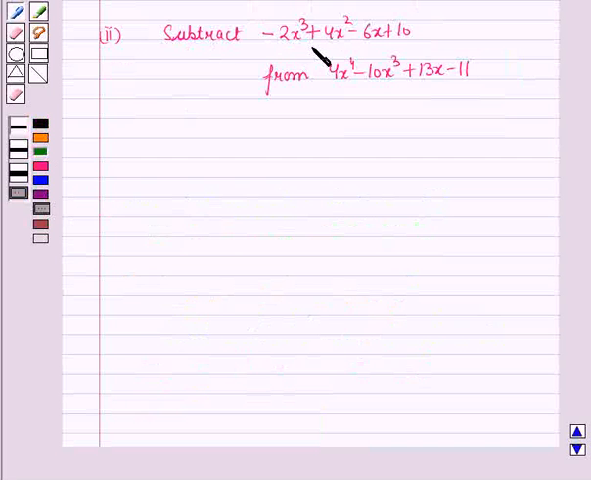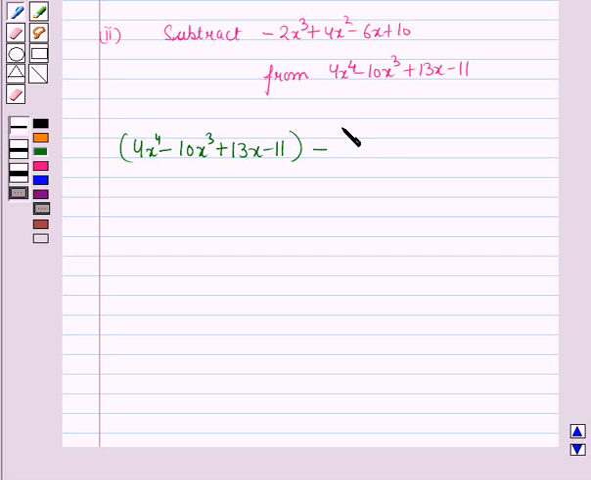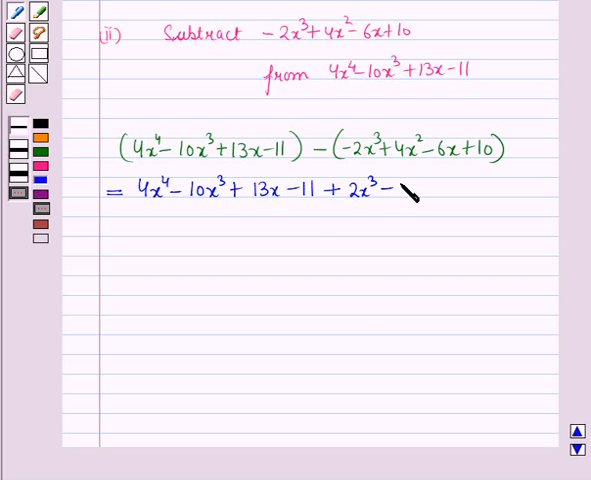Now in the second part, we have to subtract (-2x³ + 4x² - 6x + 10) from (4x⁴ - 10x³ + 13x - 11). It means we have to find (4x⁴ - 10x³ + 13x - 11) minus (-2x³ + 4x² - 6x + 10). Now we will open the brackets, and this is equal to 4x⁴ - 10x³ + 13x - 11 + 2x³ - 4x² + 6x - 10.